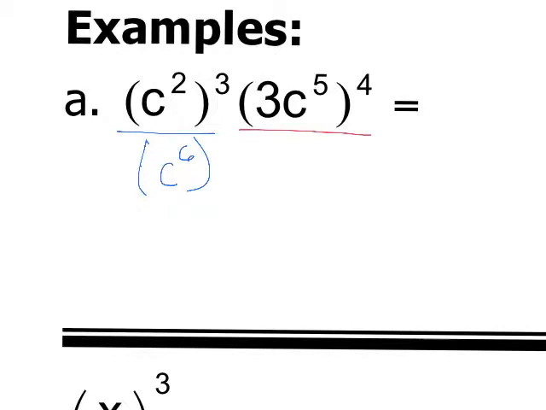Is 3 a base or a coefficient, guys? Coefficient, right? Because it doesn't have an exponent on it. So I do what I see. 3 to the 4th power. What is 3 to the 4th power? Don't say 12. Yeah, 3 times 3 times 3 times 3. Your calculator is going to be your best friend here, okay? But if you don't have a calculator, 3 times 3 is 9, times 3 is 27, times 3 is 81, okay? So my coefficient for the second piece is 81.